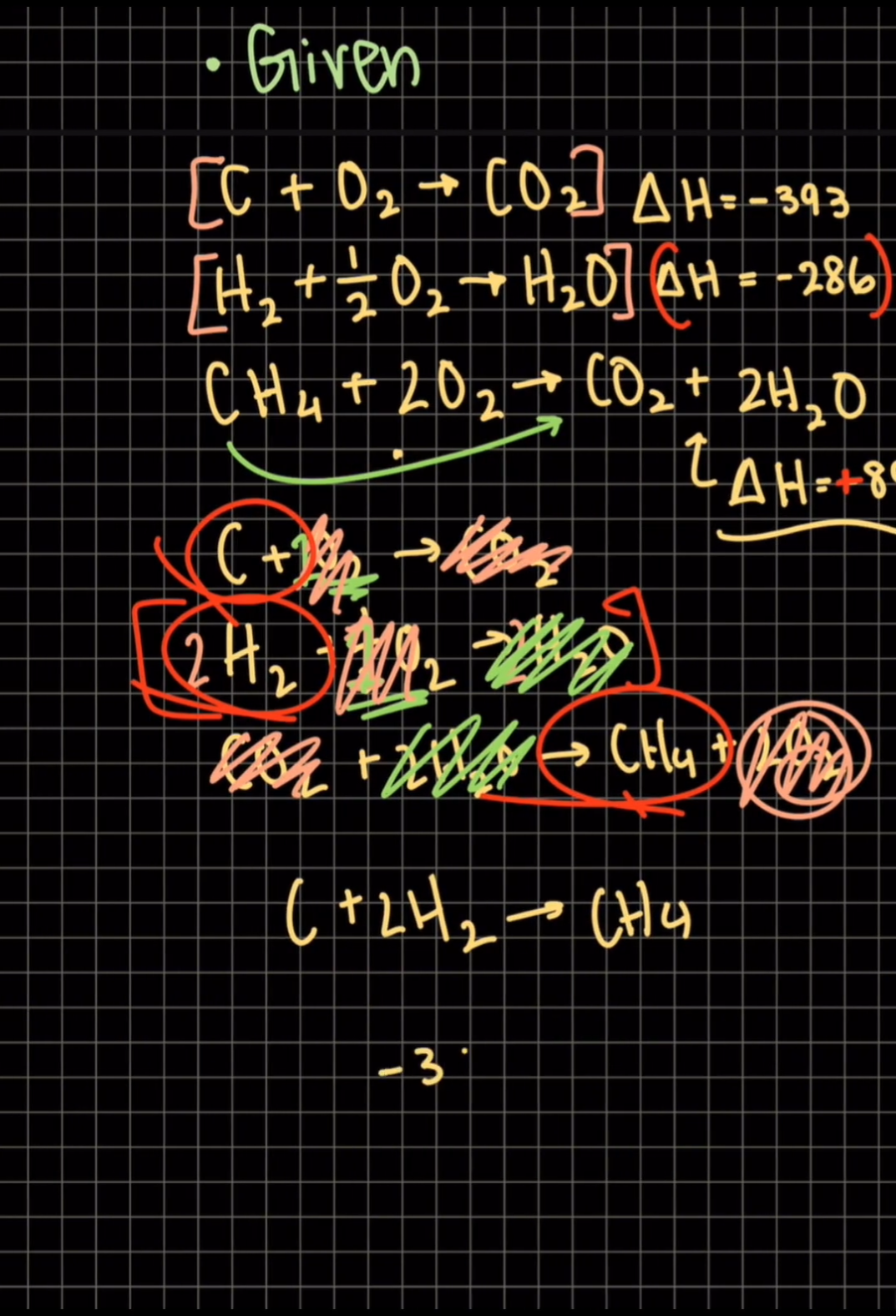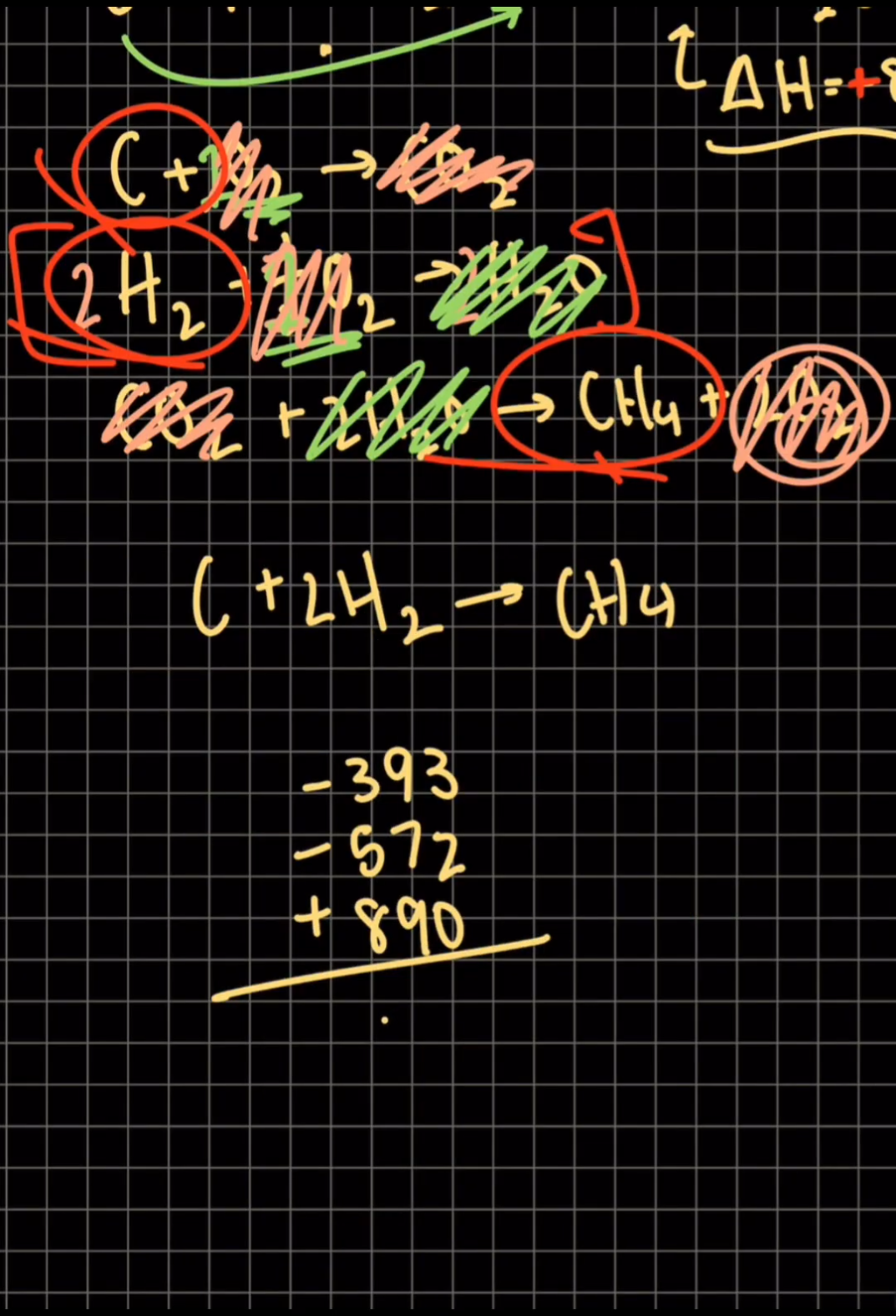So negative 393. And I multiplied this by 2, meaning that's going to be negative 286 multiplied by 2, which is going to yield negative 572. And then I know I changed the sign of this, plus 890. Yield a total of negative 75 kilojoules. That is your answer for this problem.